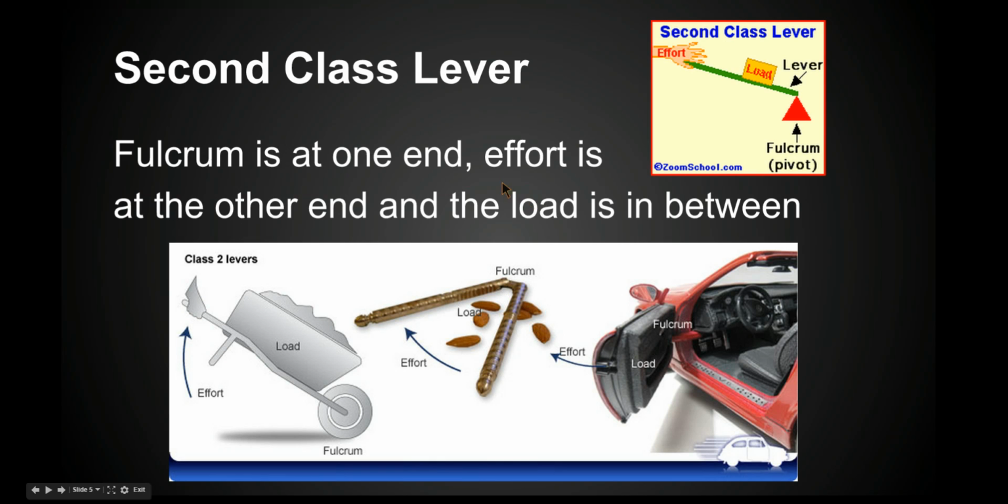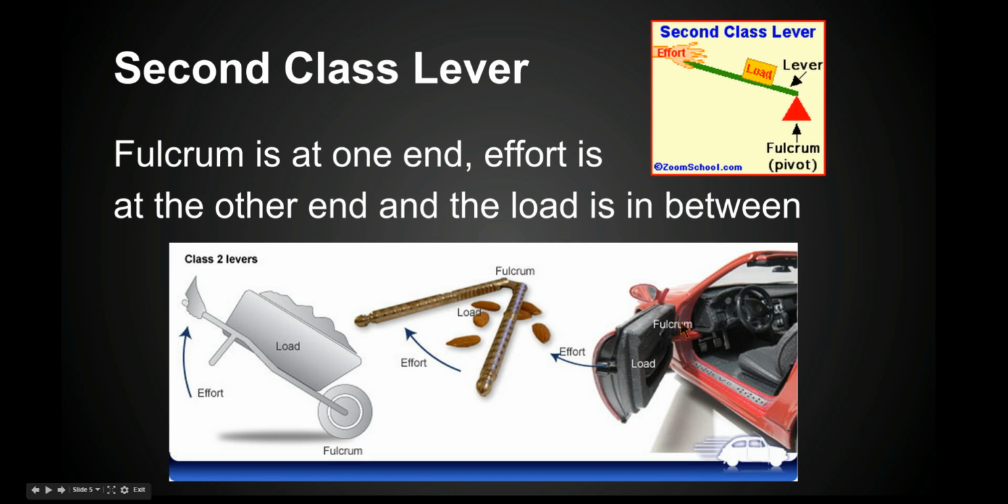A second class lever: the fulcrum is at one end, the effort's at the other, and the load is in between. A really great example that we see in everyday life is a wheelbarrow. The fulcrum is the wheel, the load is in the middle of the barrel part, and the effort is lifting up the handles. If you look at nutcrackers, the fulcrum's at the end, the load is the nut in between, and the effort is squeezing the 2 parts together.